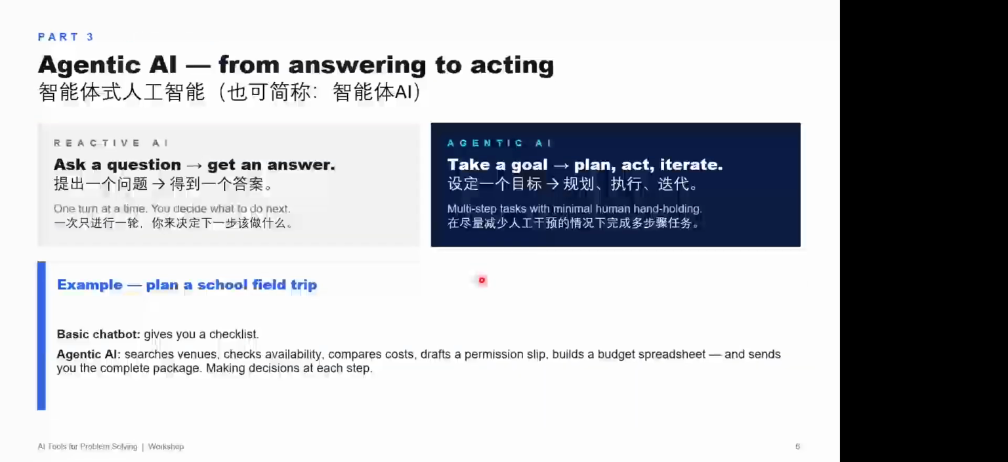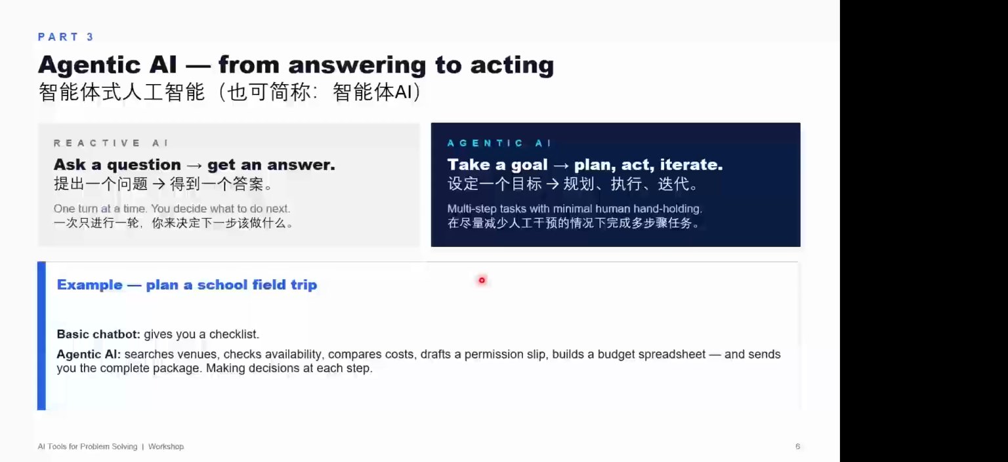So next one is agentic AI, from answering to acting. Reactive AI is where you ask a question and get an answer, one turn at a time, and you decide what to do next. But agentic AI takes a goal, plans, acts, and iterates. So it's a multi-step task with minimal human hand-holding.